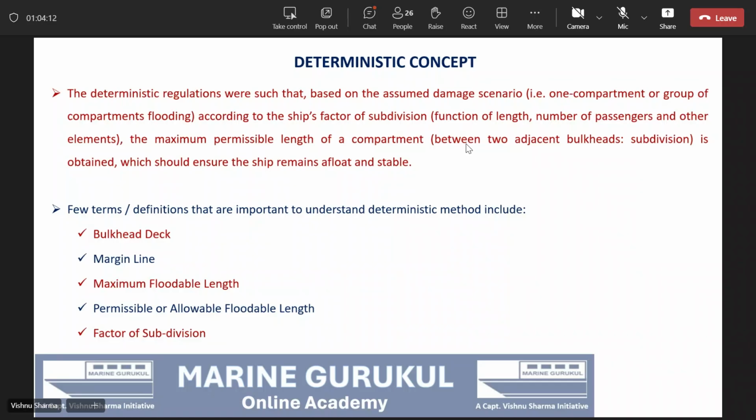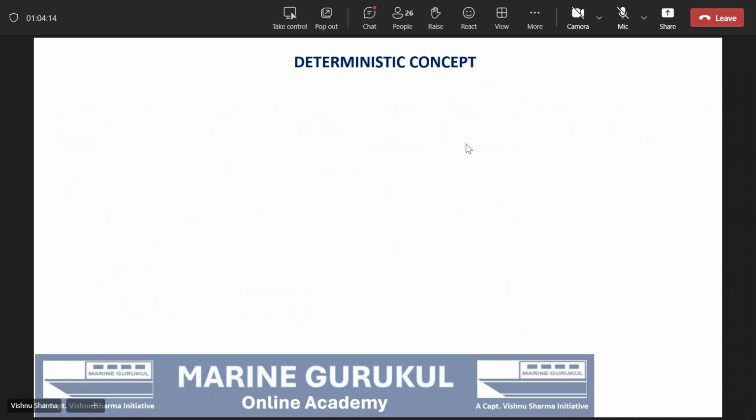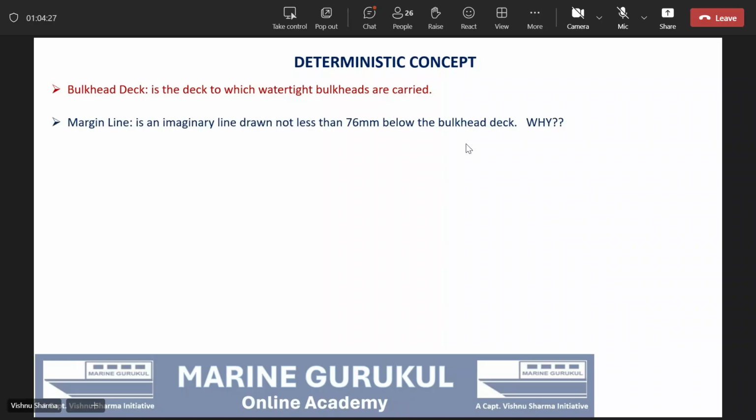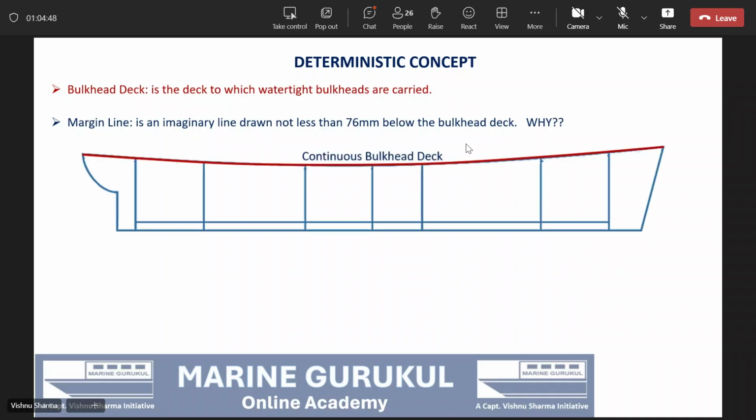What is a bulkhead deck, guys? Bulkhead deck is nothing but a deck to which the watertight bulkheads are carried. Which watertight bulkheads? Here we mean the transverse watertight bulkheads. What is a margin line? Margin line is an imaginary line drawn on the side of the ship. Imaginary line, not physically drawn. Where? On the side of the ship at a distance of not less than, it is not equal to, not less than 76 mm below the bulkhead deck. Okay, we'll come to the margin line, why it is 76 and all that.